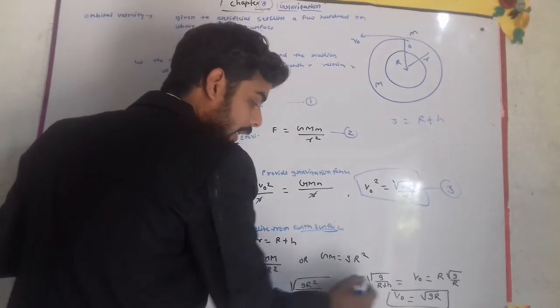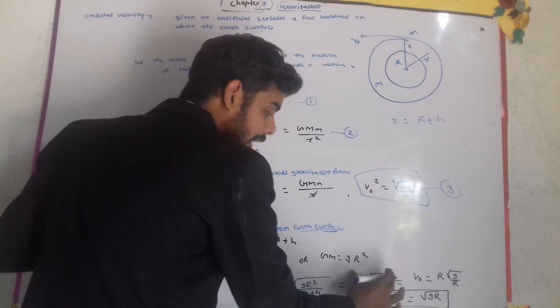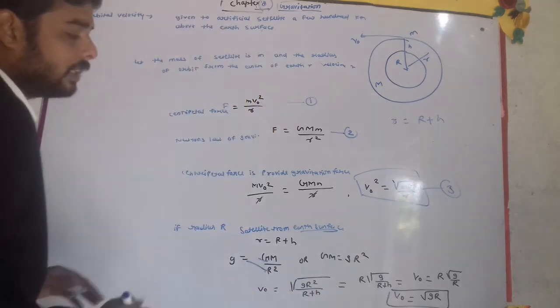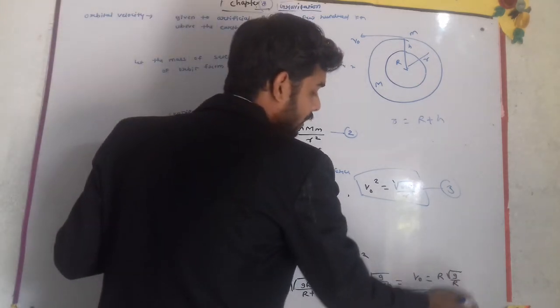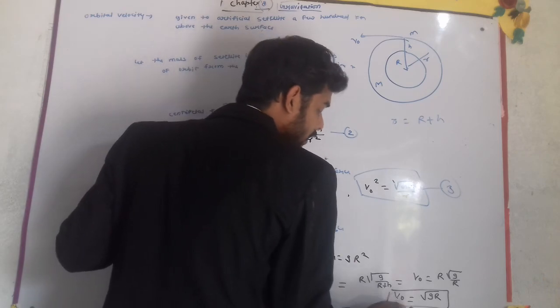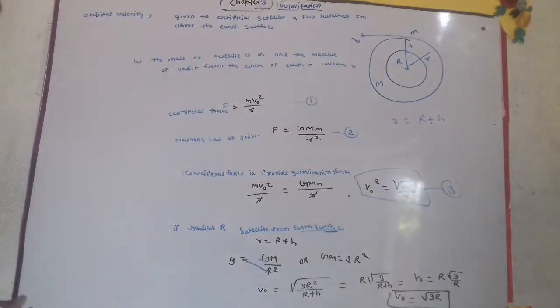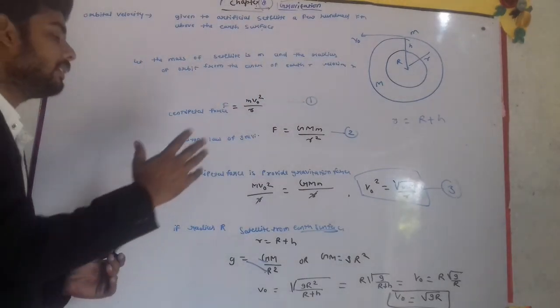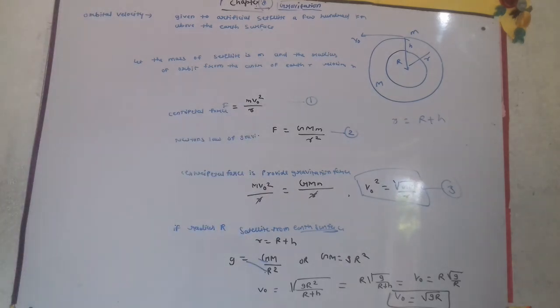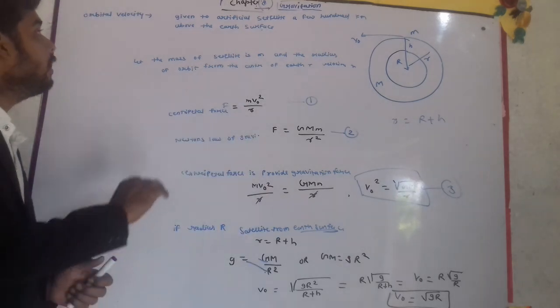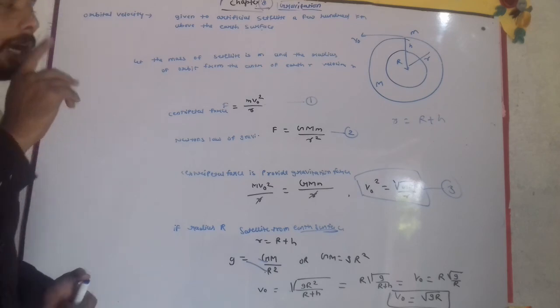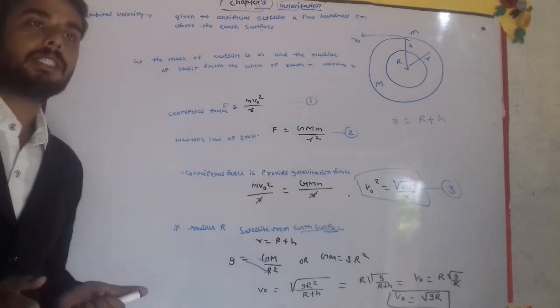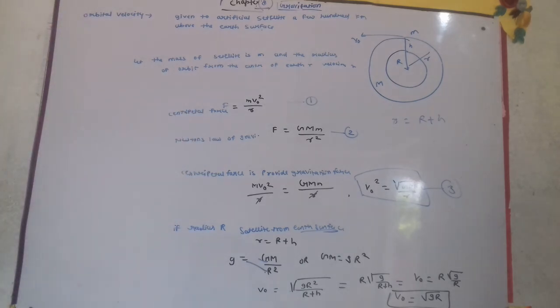So what will we get? gR square upon (R plus H) whole square. Then R will be taken out as common, under root g upon (R plus H). Then further we will solve, and we get v0 equals R under root g upon R, or the derivation can be written as v0 equals under root gR. Very simple derivation this is. You can try to solve this derivation accordingly. It is a very important concept. Try to study orbital velocity first, make the derivation, and solve numerical questions related to this. Thank you.